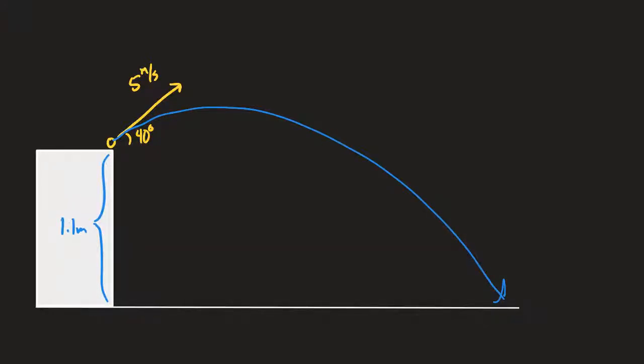So the table is 1.1 meters high. The ball is being launched off the edge of the table at a velocity of 5 meters per second and an angle of 40 degrees. I would like where the marble strikes the ground. I am really expecting it to land further away than either of the last 2 problems we've done. That's what I'm expecting.